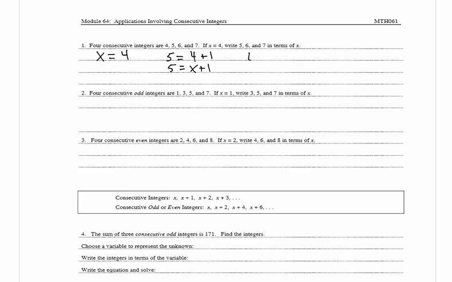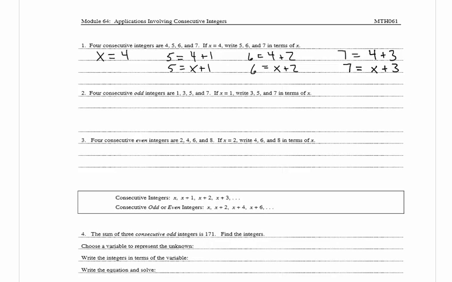For 6, we could say that this is equal to 4 plus 2. And again, 4 is equal to x, so 6 is equal to x plus 2. And if we wanted to do 7, we would write 7 as 4 plus 3. And 7 could also be equal to x plus 3.